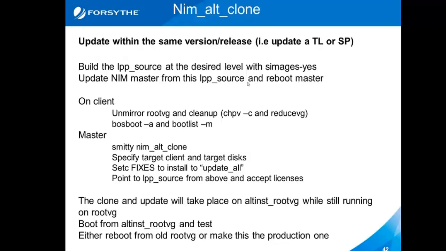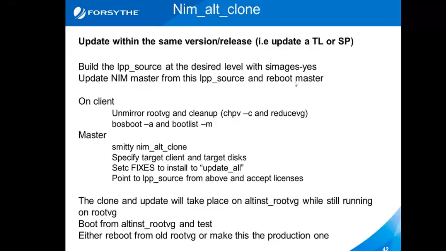In order to set it up, you're going to have to either have an additional disk or unmirror root VG and clean it up, and then sort out your boot image. Then you'll go into SMIT nim_alt_clone, and you'll pick your client and target disks. Obviously your client's going to be your initial root VG, your target will be the one that you just freed up, or the new disk that you added. You're going to basically set it to do an update all, point to the LPP source, and tell it to go and do the update on the alternate install disk.